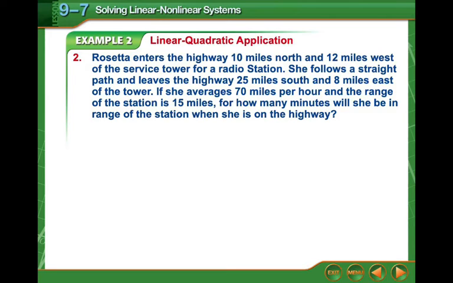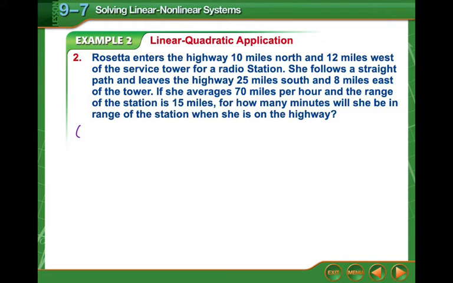So she is entering a highway. She's driving straight down a line, and she enters into the service radius for this radio station. We're going to say the radio station's at the origin, which makes our lives a little bit easier when coming up with the equation for the circle. And we need to come up with the points where she is entering and exiting the highway. So she enters the highway at 10 miles north, so that's our y in the positive. 12 miles west, that's to the left, so that's a negative for our x value.